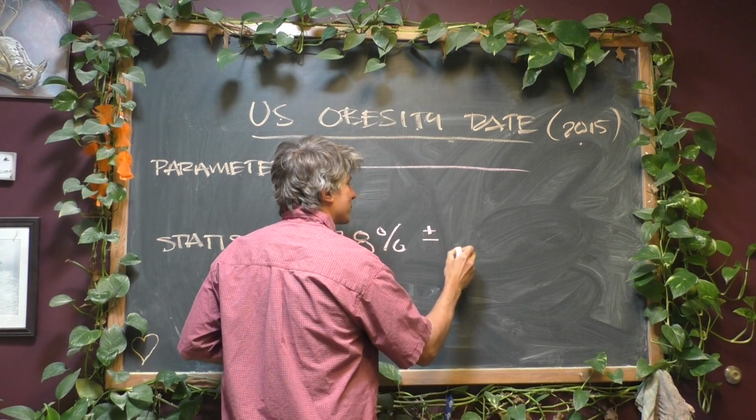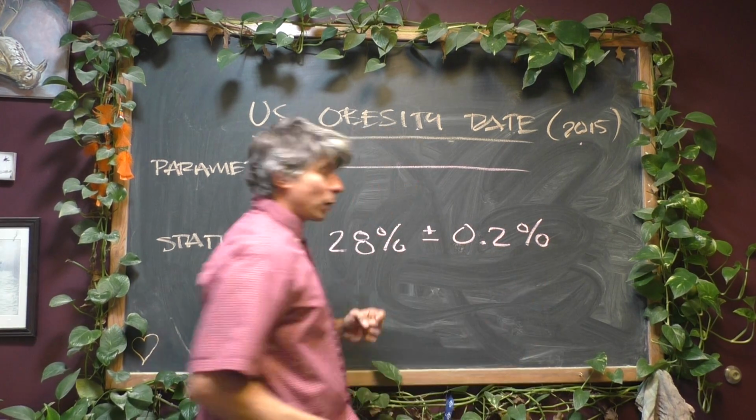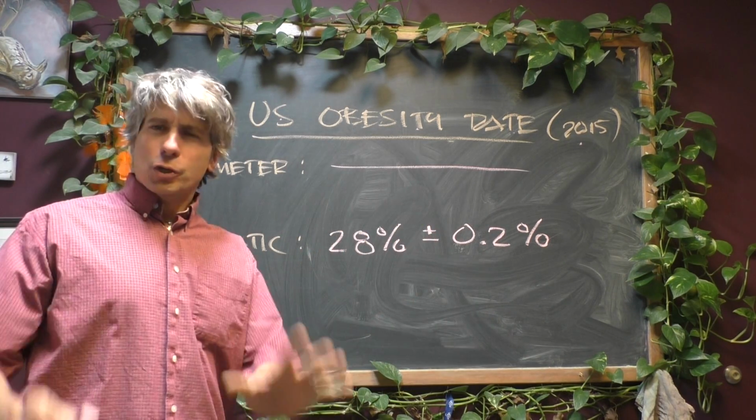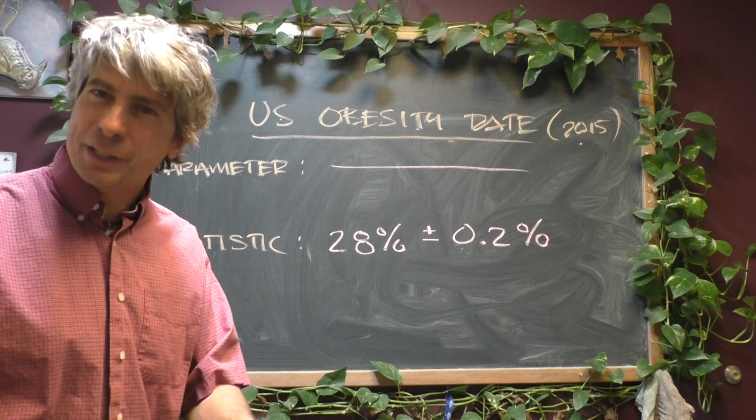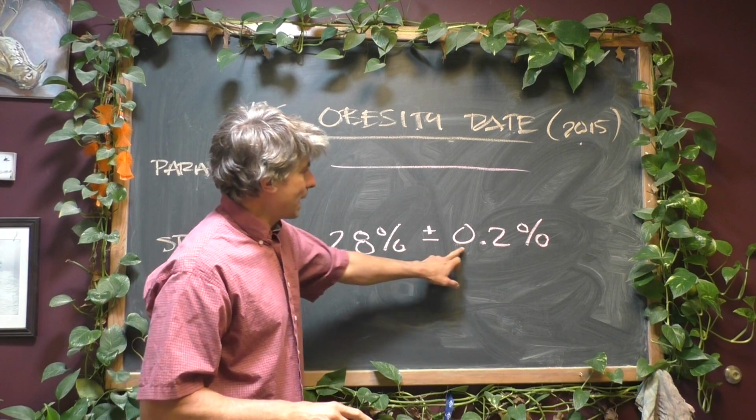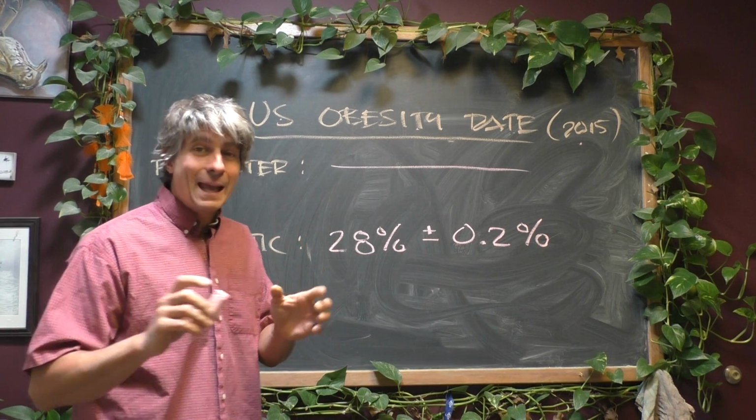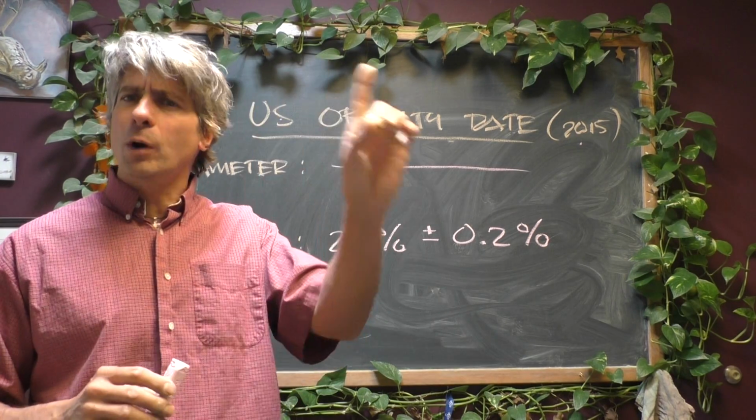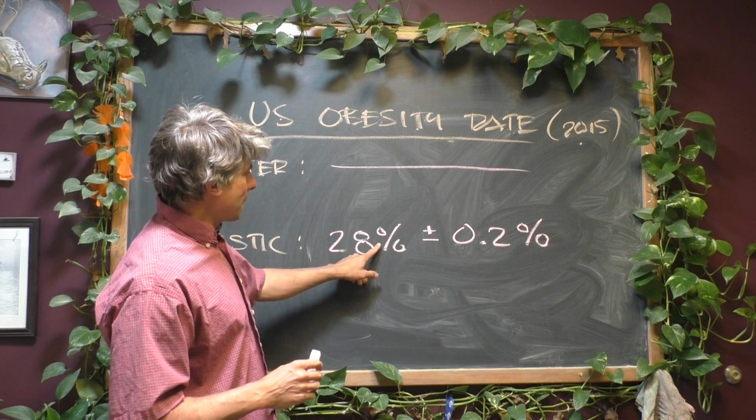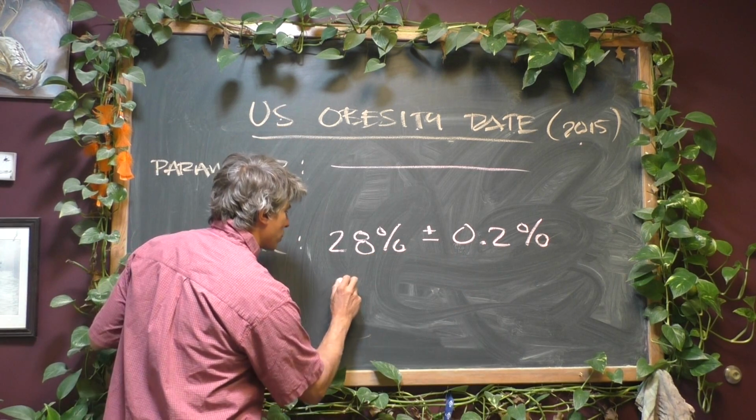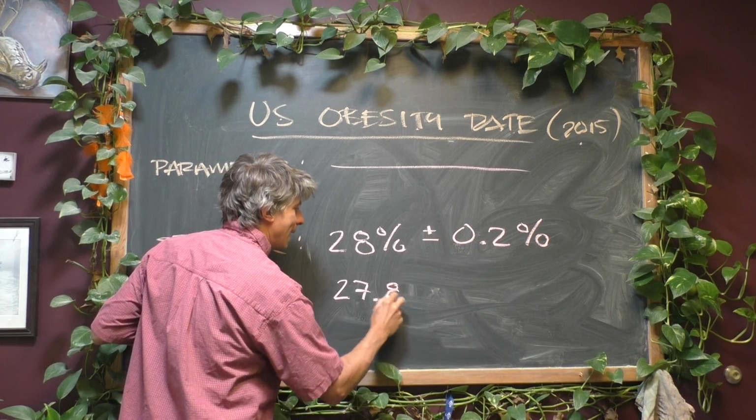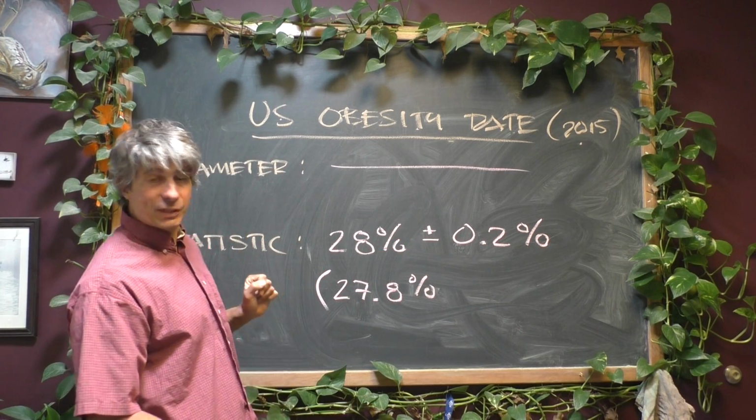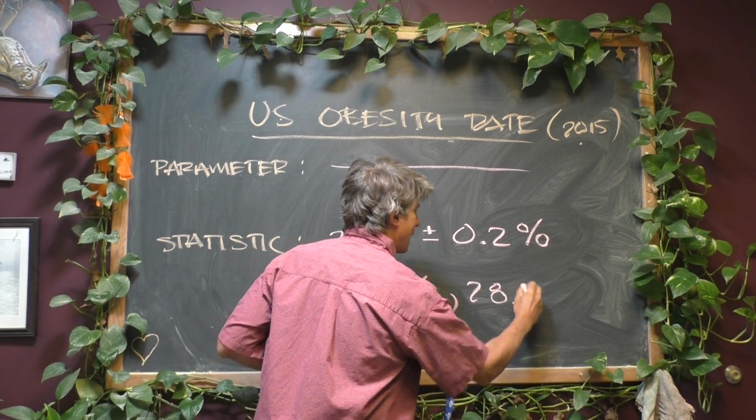And here's how you measure closeness in a statistic. You add and subtract the margin of error to that number and create a range of values. So let's do the arithmetic first and then make sure we understand what it means. 28% plus or minus 0.2%. That's going to create two numbers. And those two numbers are called the endpoints of what's known as a confidence interval. It's not important to memorize that right now. We'll come back to that. So if I do 28% minus 0.2%, I end up with 27.8%. And if I add 0.2% to 28%, I get 28.2%.